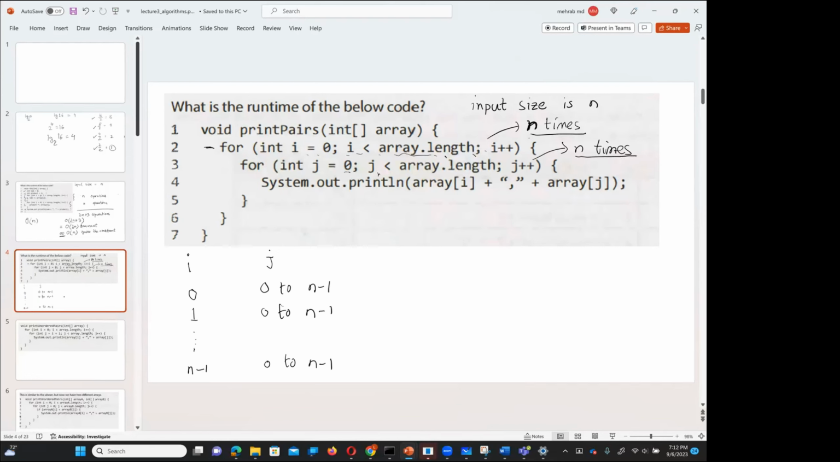So, can we say that the total number of operations is n into n? Because there are n operations here, n operations here. So this goes on how many times? One, two, n times, right? So n into n. So the number of steps is n square, and the time complexity of the algorithm is big O of n square. Does it make sense?